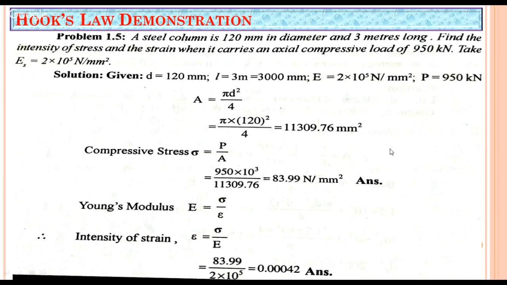11,309.76 millimeter square. After the area, using the load applied and the area of cross section, we can calculate the compressive stress induced in the steel column due to the action of 950 kilonewton. Then we can easily determine the intensity of strain by dividing stress by Young's modulus, both given in the problem. Thereby we can estimate the compressive stresses induced due to the compressive load, and the intensity of strain in this case.